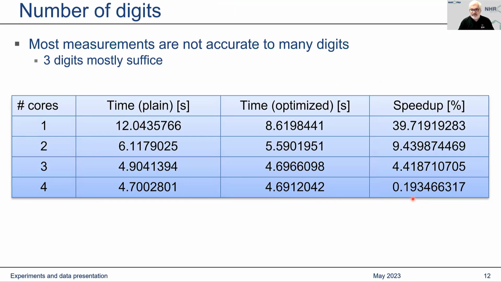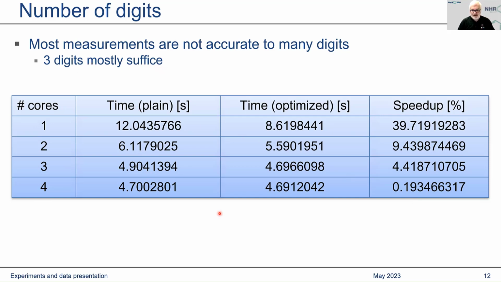Now, when you take data, your tools usually report the data with some precision, with some given number of digits. You might not care when you look at the raw data, but when you present the data, it's important to not use more digits than necessary. Usually 3 digits suffice. That's a general rule of thumb.